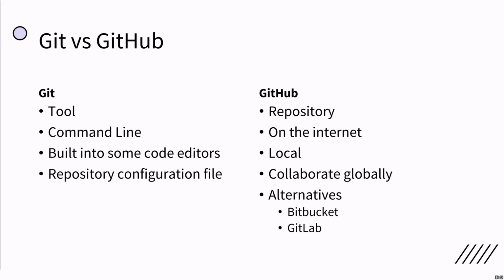It's on the internet, but you can also make a GitHub or a Bitbucket repository local inside of your own local environment. If you do that, just keep in mind that you've got to update your configuration file to point to your local GitHub repository, otherwise it defaults to GitHub. And it allows you to collaborate globally with other developers. Some alternatives to GitHub, which are still code repositories serving the same function, just different platforms, are Bitbucket and GitLab.